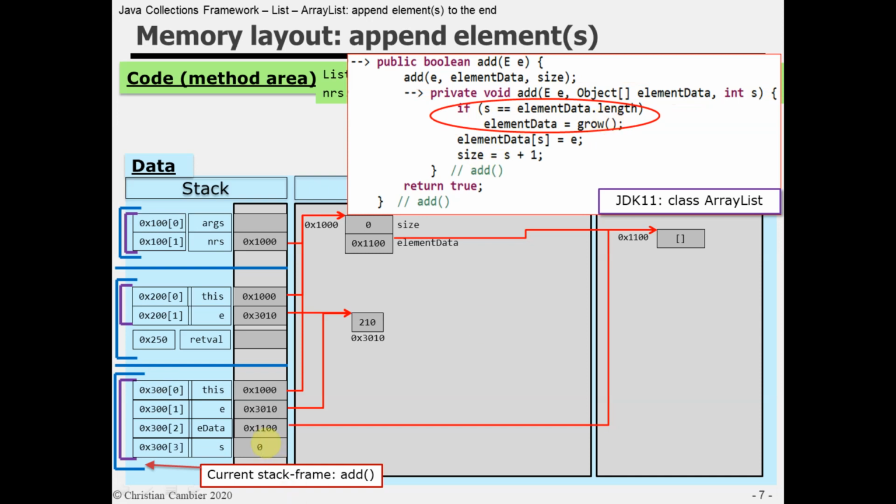Okay, now this method first examines the length of the array, element data.length, which is 0 because we refer to an empty array. And if that value equals s, then the array will have to grow. Now, since the length of an array in Java cannot be changed, growing an array means that an entirely new array will have to be created. And this is done in the grow method, of which I don't display the JDK code.